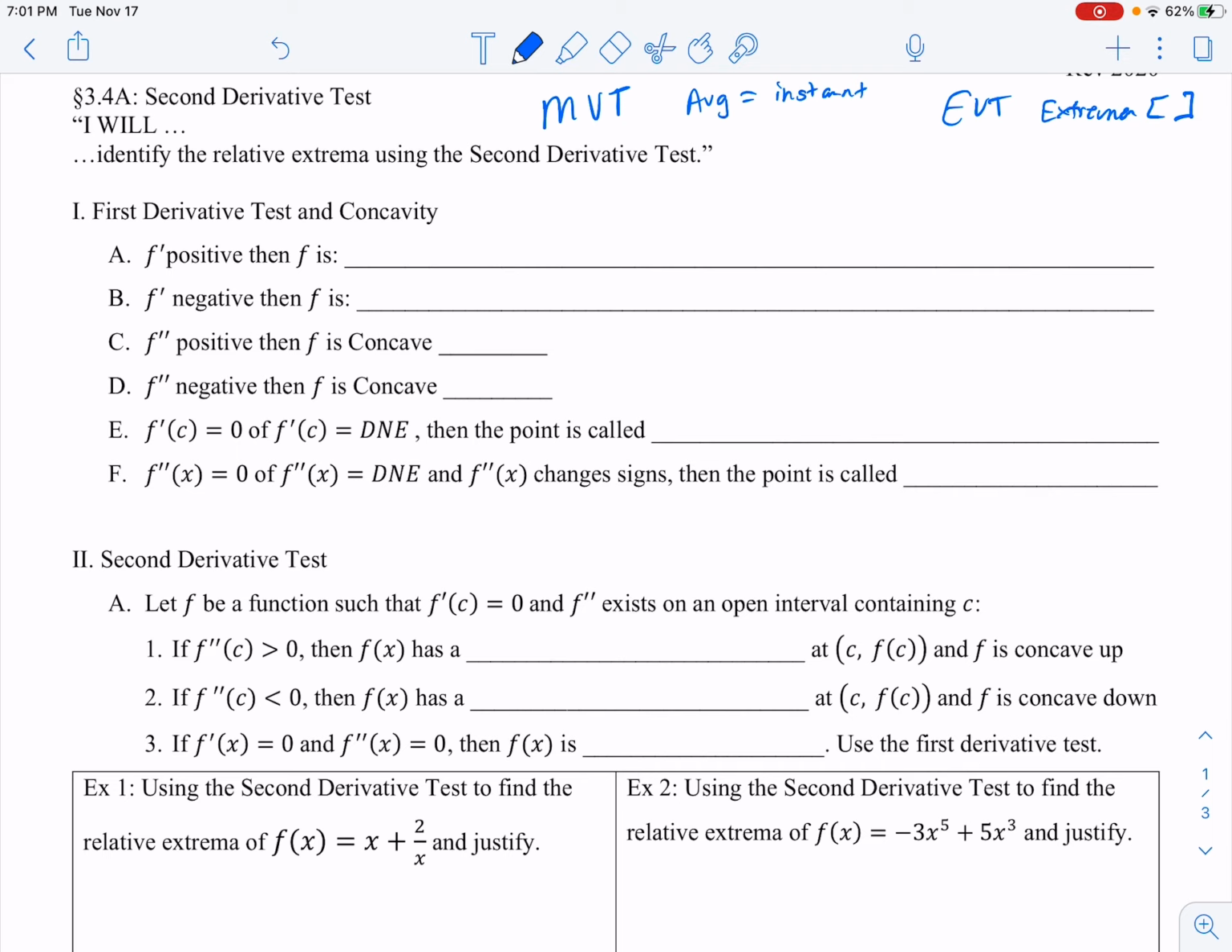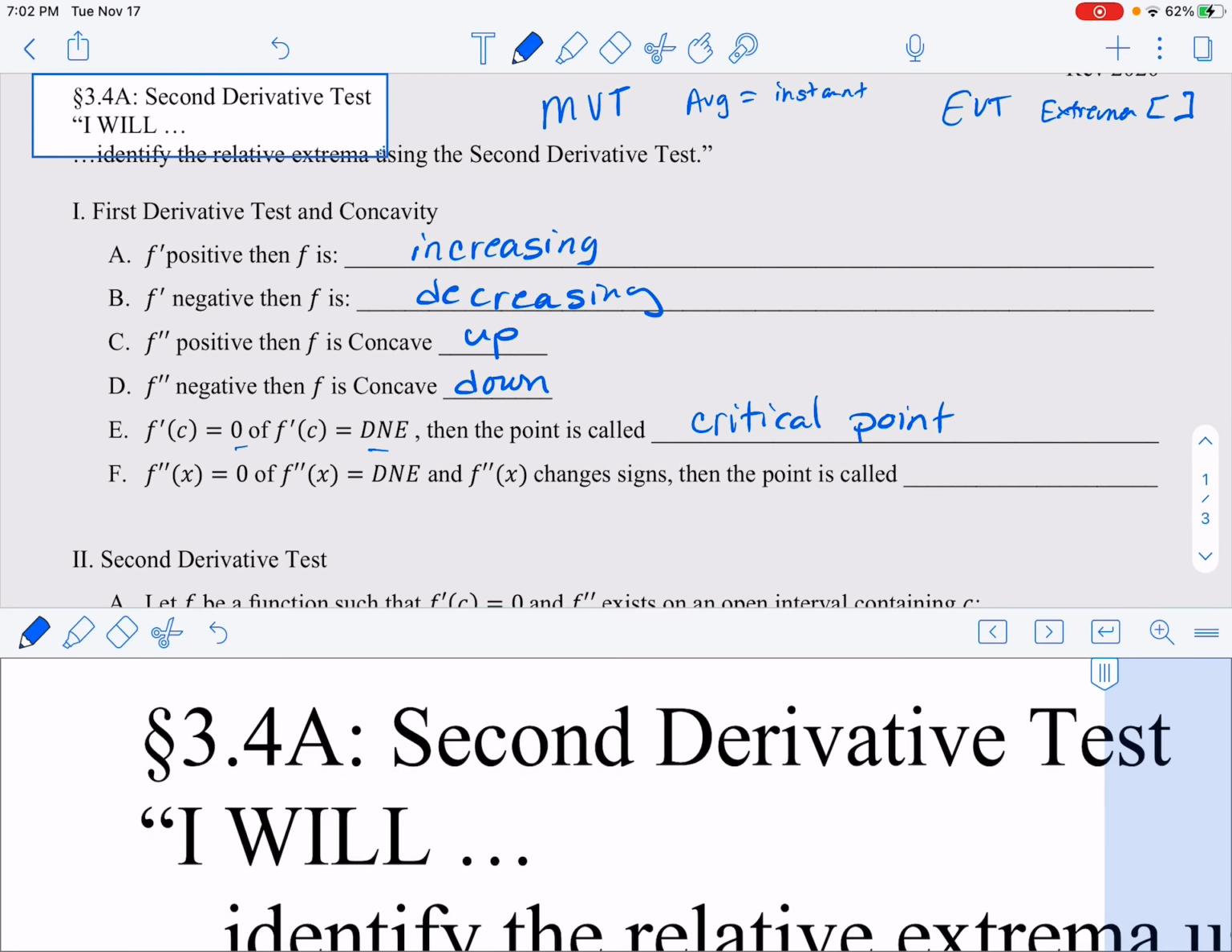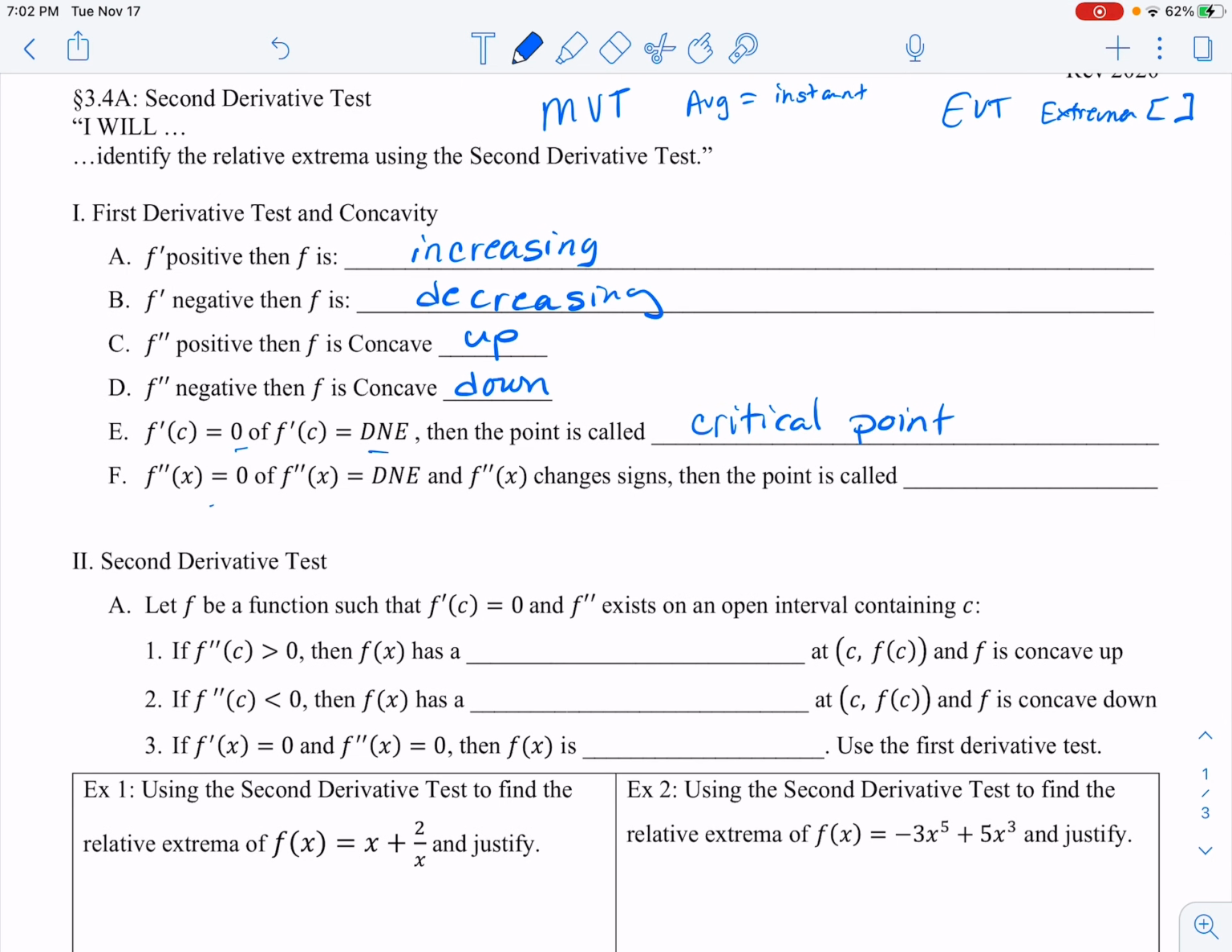It says if the first derivative is positive, f is increasing, and if the first derivative is negative, it's decreasing. And we know if the second derivative is positive, it's concave up, and if the second derivative is negative, then it's concave down. If the first derivative is 0 or doesn't exist, it's called a critical point. That critical point might be a min or a max. You have to make your table and your chart and check. If the first derivative changes from positive to negative or negative to positive, you're going to have a min or max. And we also did, if the second derivative is 0 or doesn't exist and it changes sign, it's called a point of inflection.